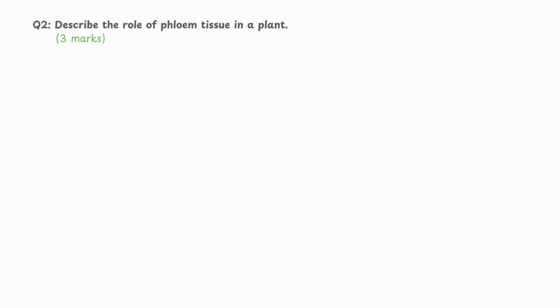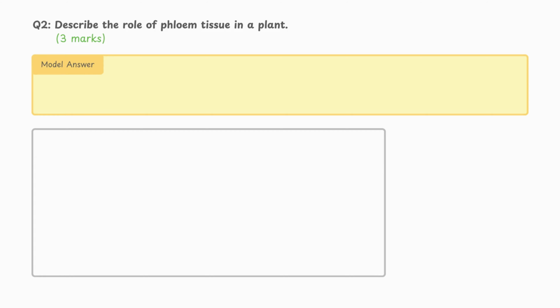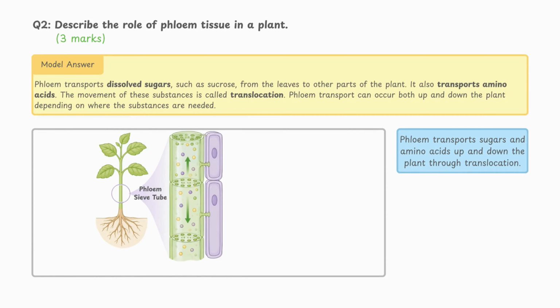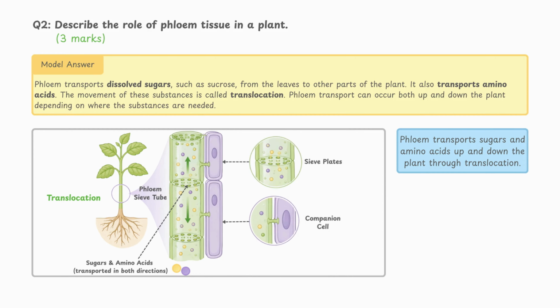Describe the role of phloem tissue in a plant. Phloem transports dissolved sugars, such as sucrose, from the leaves to other parts of the plant. It also transports amino acids. The movement of these substances is called translocation. Unlike xylem, phloem transport can happen both up and down the plant, depending on where the substances are needed.